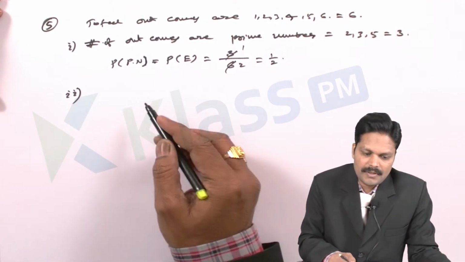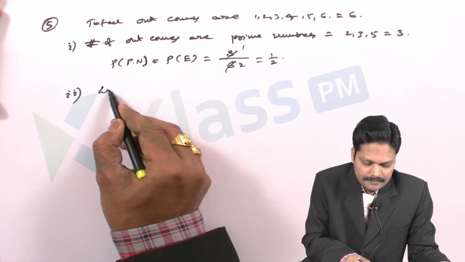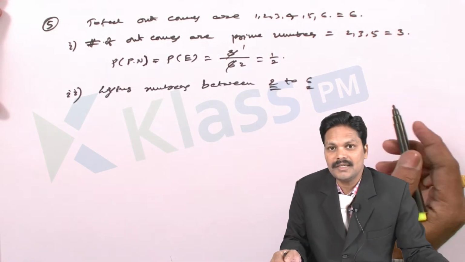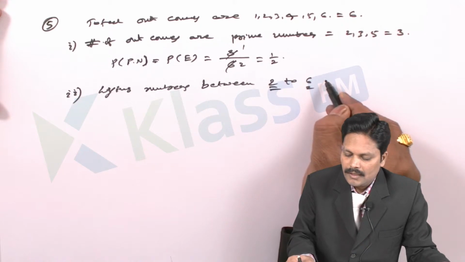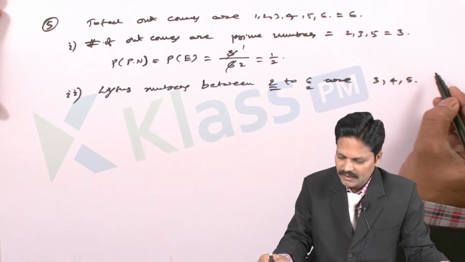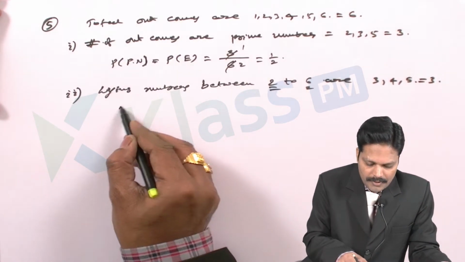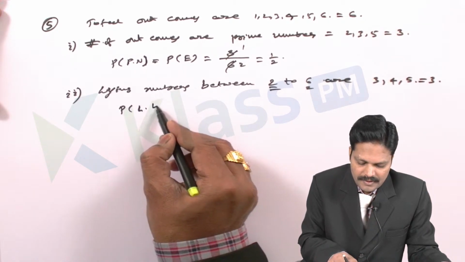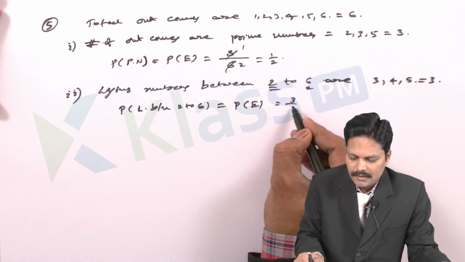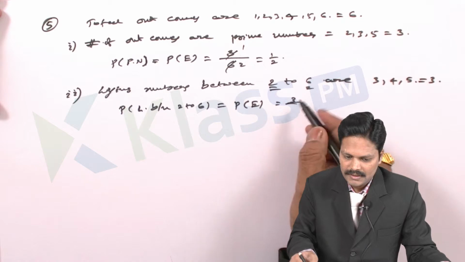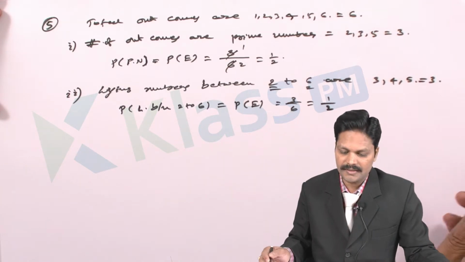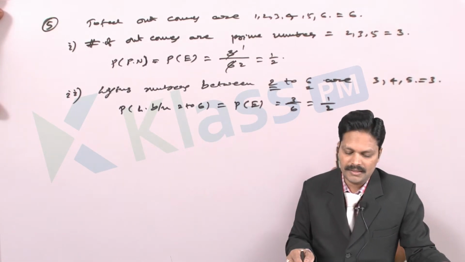Coming to the second problem, numbers lying between 2 and 6. We should not take 2 and we should not take 6. In between we have the numbers 3, 4, 5. These are the numbers we have, so the count is 3. The probability of numbers lying between 2 and 6, probability of E, is 3 by the total 6, which is 1 by 2. We have a 50% chance.